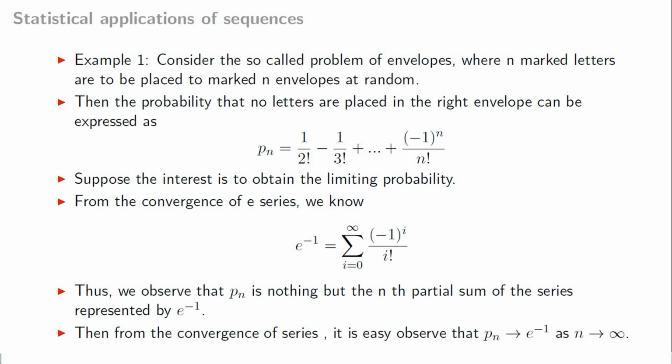Now, from the convergence of the e series, it is known that e to the power minus 1 has the expression summation i from 0 to infinity of minus 1 to the power i divided by i factorial. Thus, we observe that Pn is nothing but the nth partial sum of the series representing e to the power minus 1. Then, from the convergence of series, it is easy to observe that Pn tends to e to the power minus 1 as n tends to infinity. In fact, we have defined convergence of series, and we have seen that partial sums of a series converge to the actual limit.